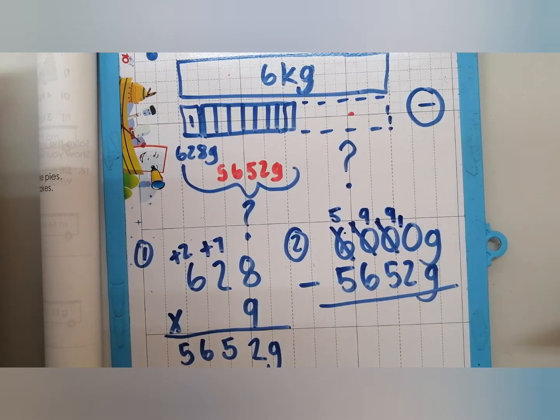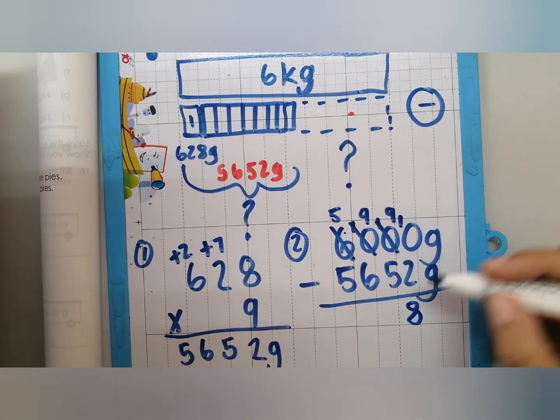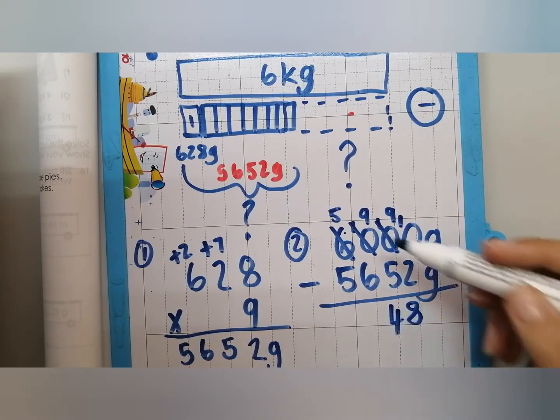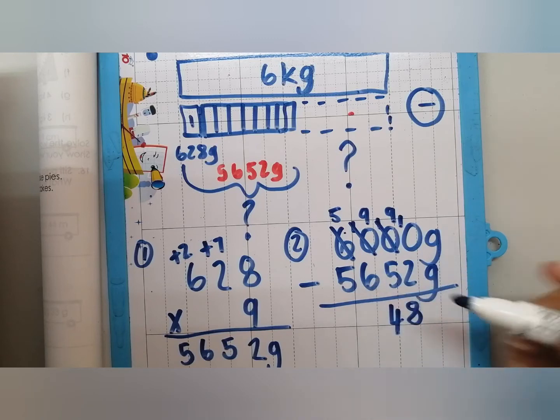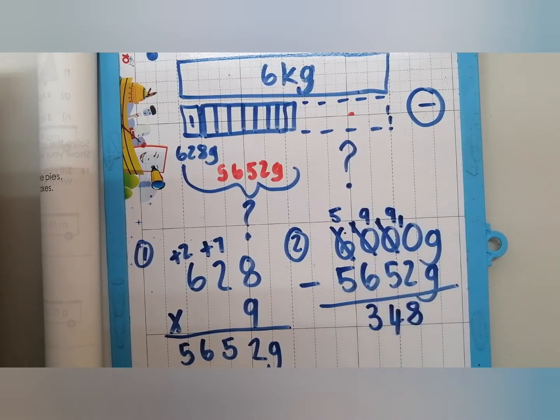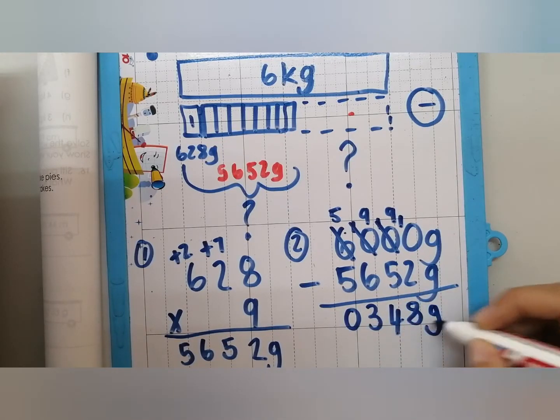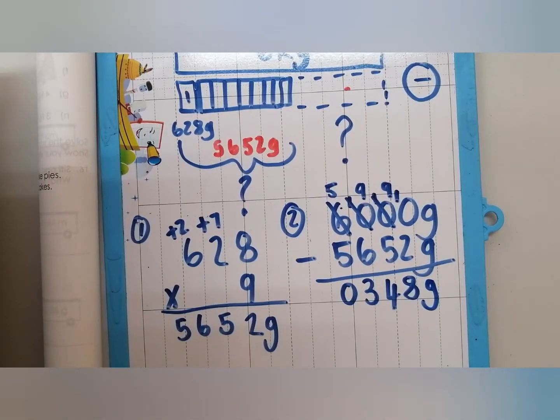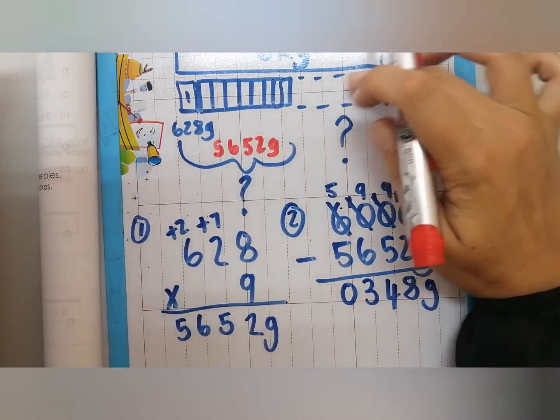Now we can finish our sum. 10 minus 2 is 8. 9 minus 5 is 4. 9 minus 6 equals 3. 5 minus 5 equals 0. 348 grams is what the magnets weigh.